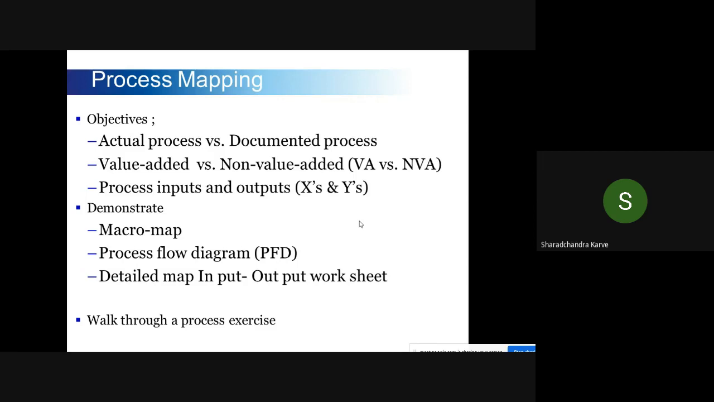So when we talk about the process map, the process map is at 3 levels. It is called a macro map, process flow diagram, and detail map, input output worksheet. So next slide, please.